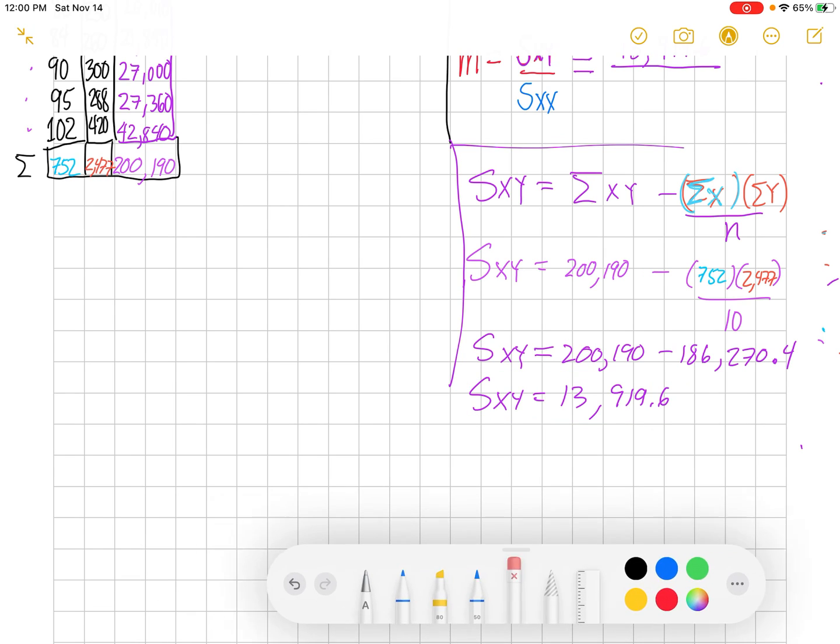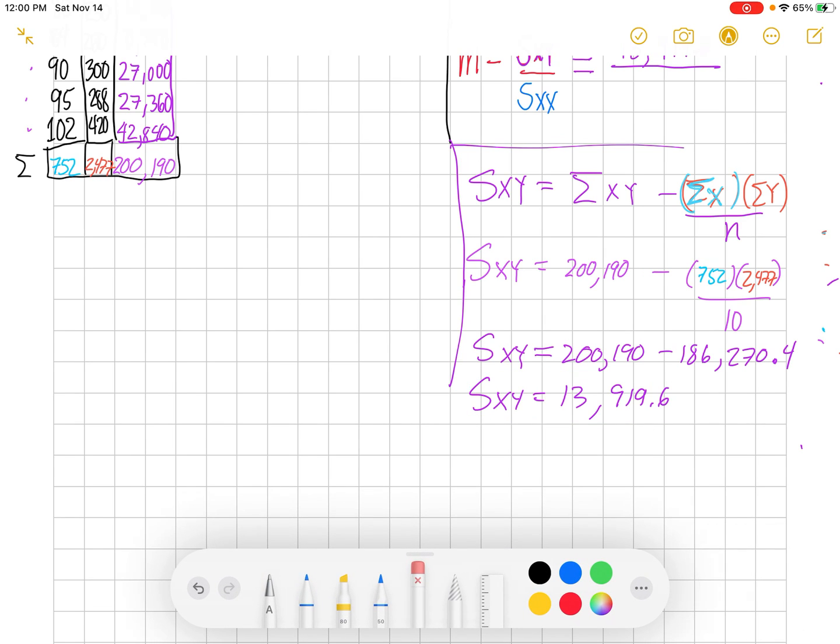No, crap. Oops. I'm trying to get this pen to work. There it goes.